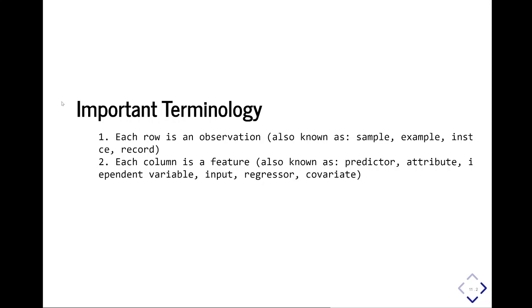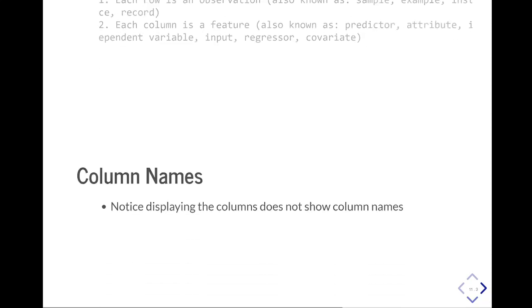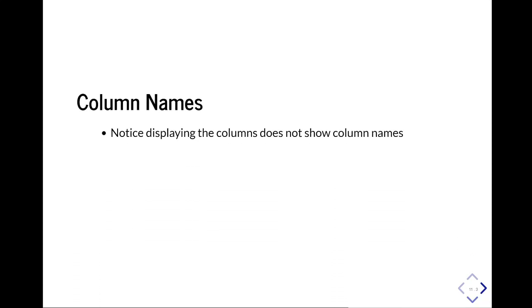Some important terminology that you'll see as we go through is that each row in NumPy is usually referred to as an observation or a sample or an example or a record. And then each column is a feature, or a predictor, or attribute, independent variable. A lot of people interchange all these terms when they're talking about their data, so it's just something to be aware of.